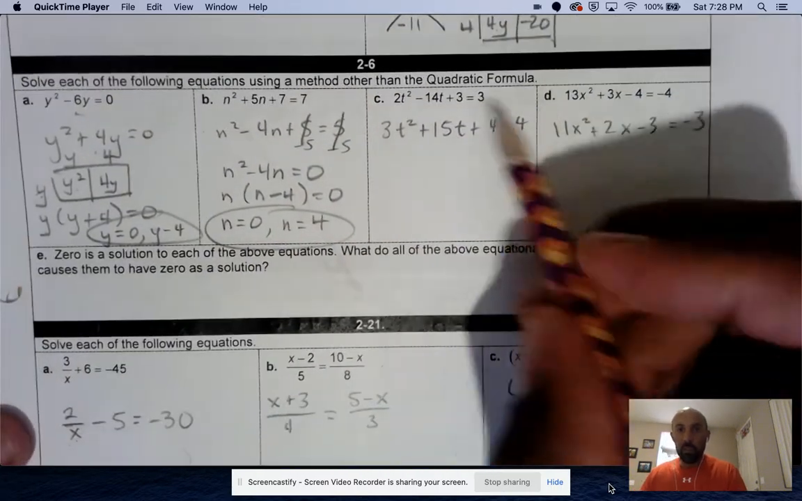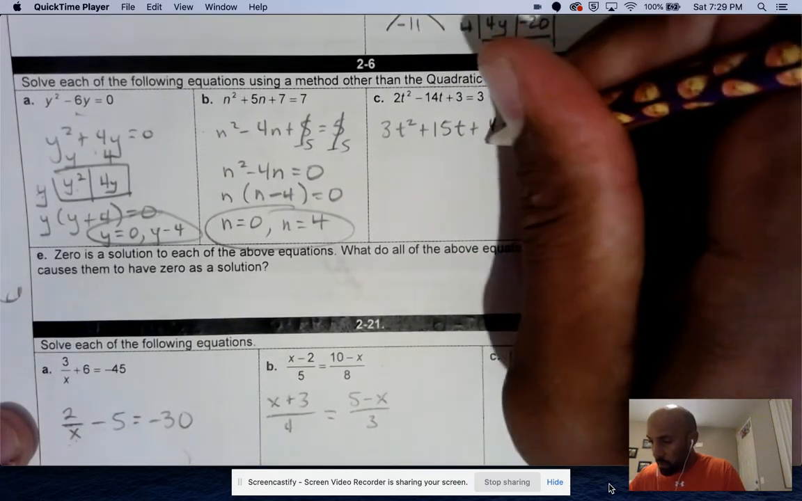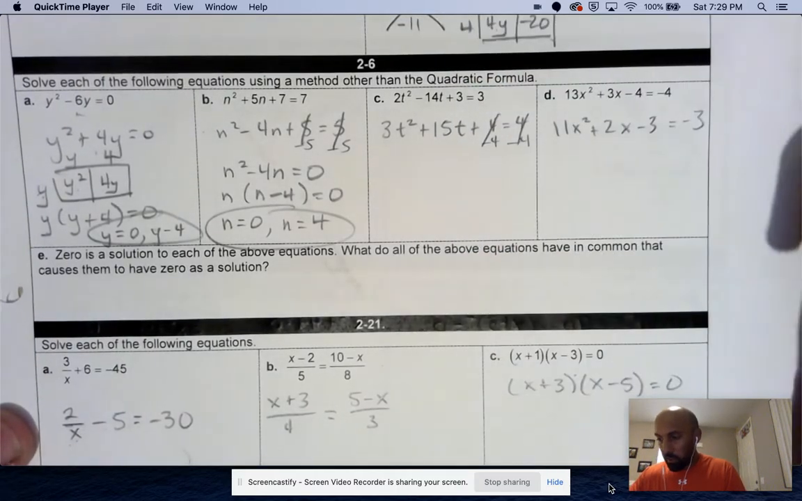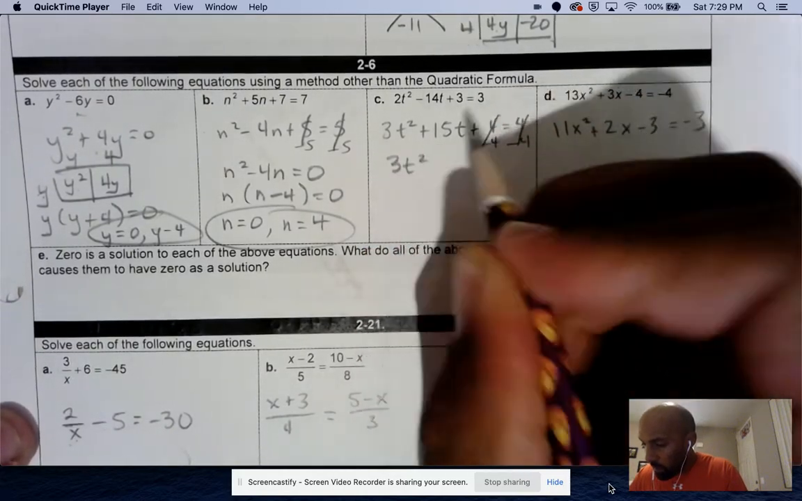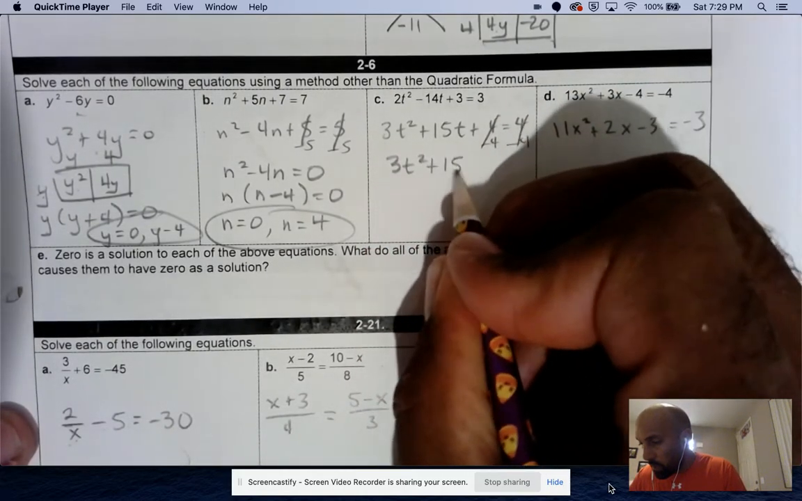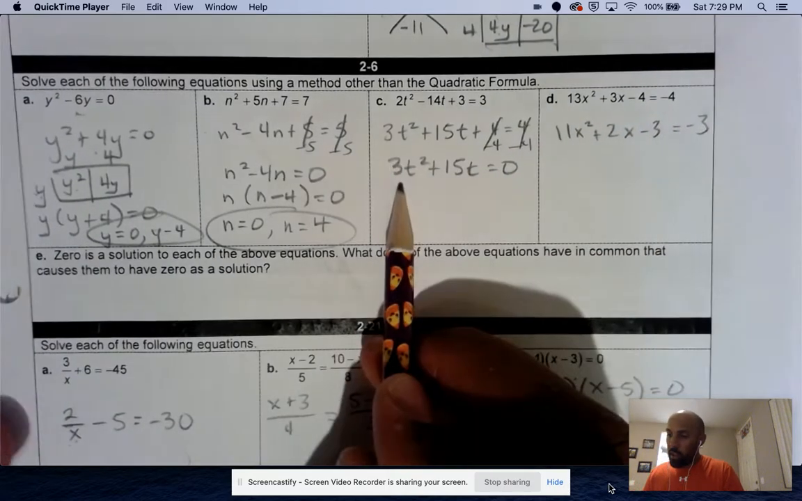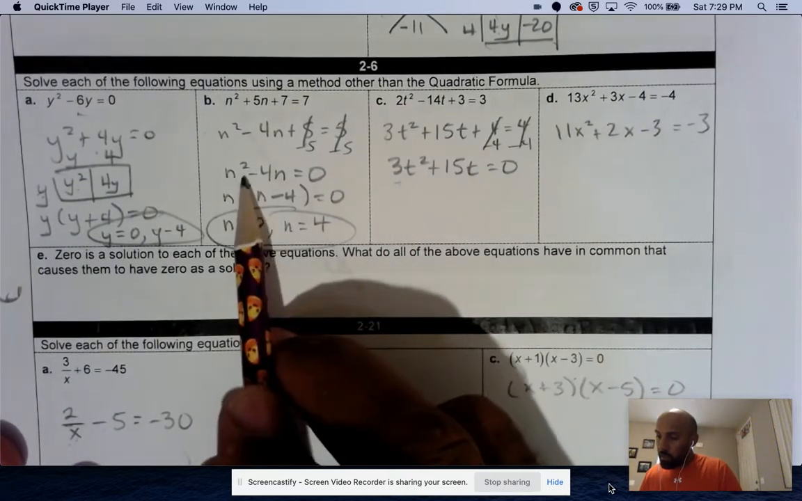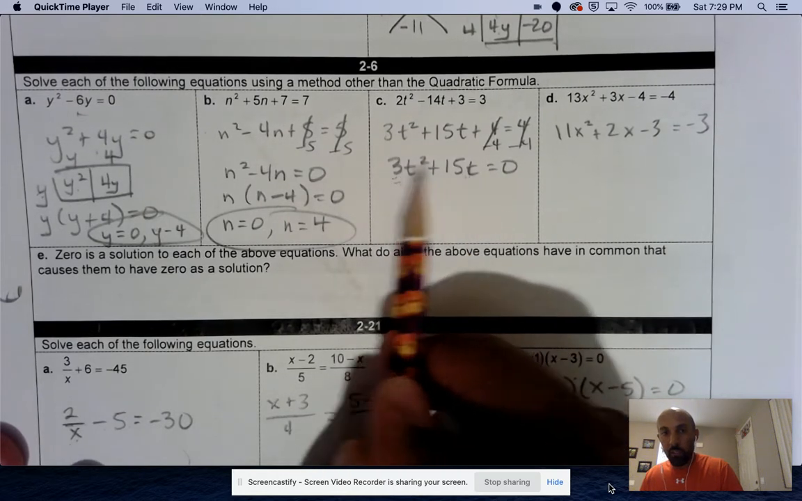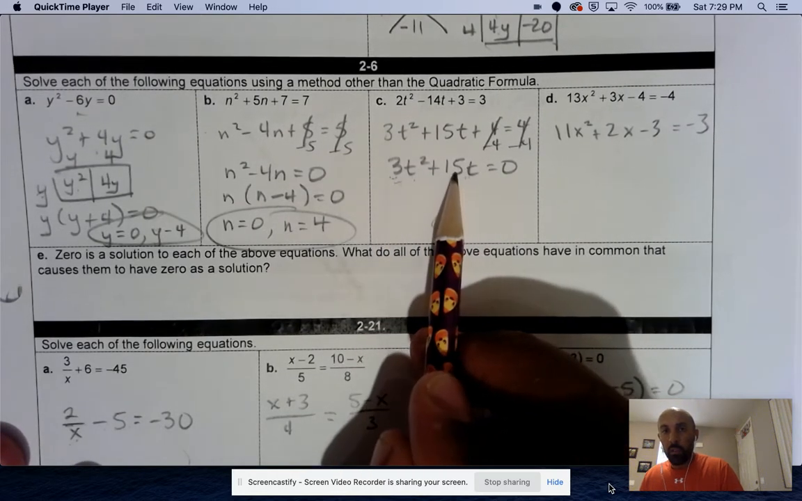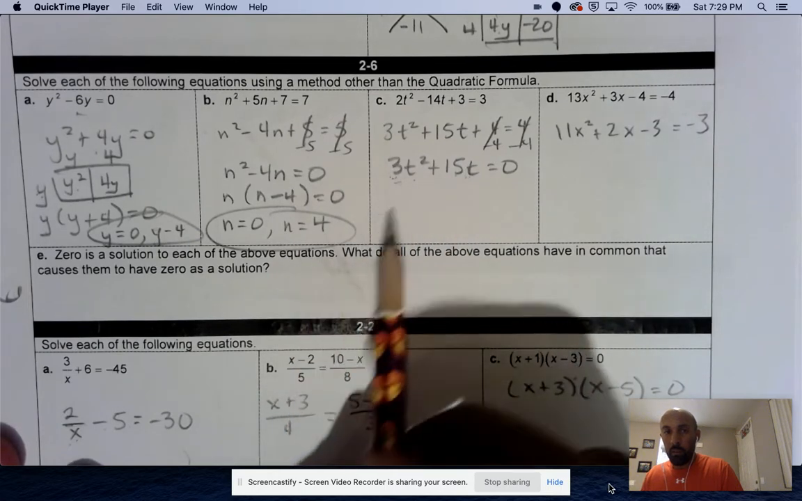Okay, so now this one, again, same thing. Want it to be equal to 0, so minus 4, and notice how those cancel out conveniently. Now I've got 3t squared plus 15t equals 0. Similar to these in that they both have t, but now the coefficients also have a common factor. Those numbers can both be divided by 3.